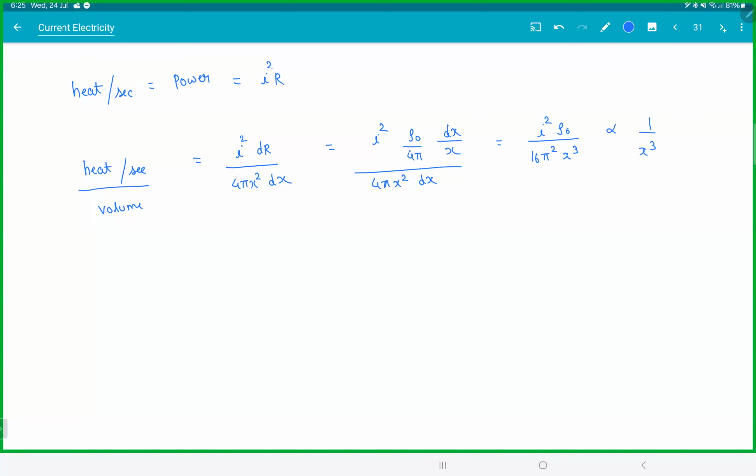Clear? What about the potential difference? Heat is I square R, and I is constant. The main idea is that let rho change, let anything change, in all these kinds of questions, I will remain constant.